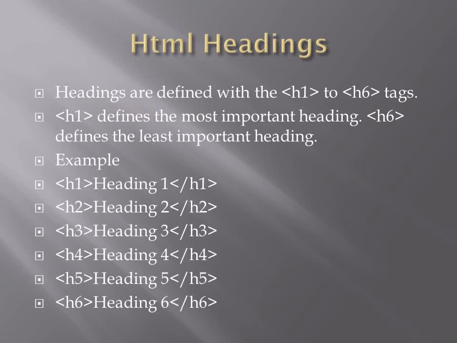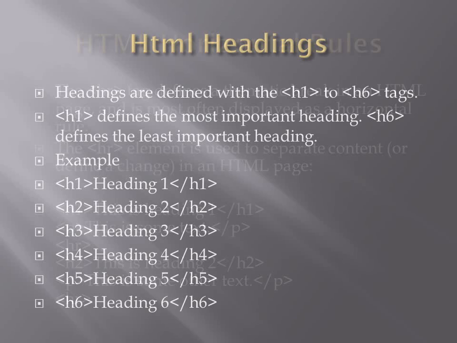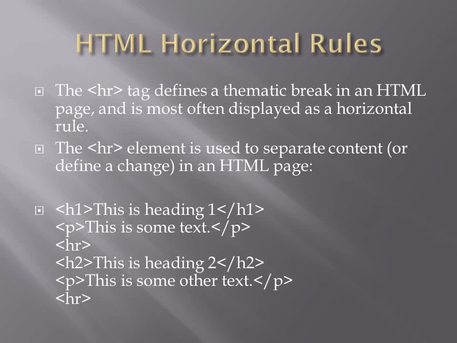Headings are defined with the H1 to H6 tags. H1 defines the most important heading. H6 defines the least important heading. Here is an example. The hr tag defines a thematic break in an HTML page, and is most often displayed as a horizontal rule. The hr element is used to separate content in an HTML page.